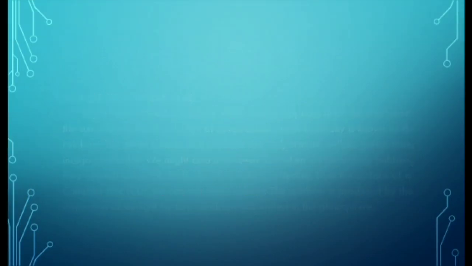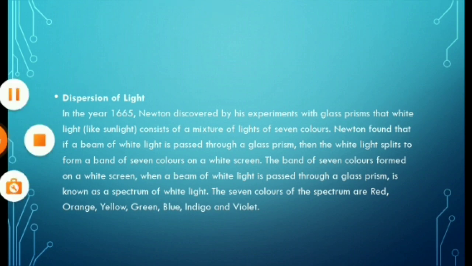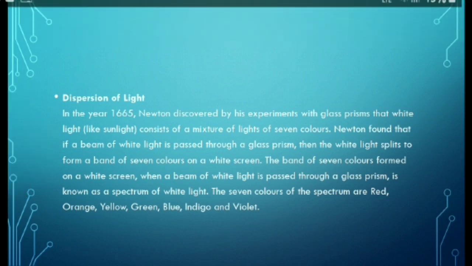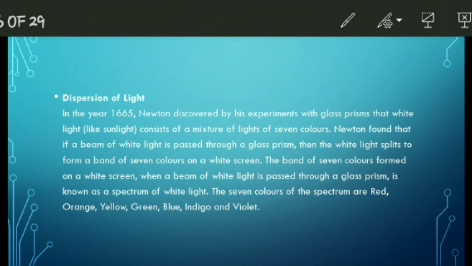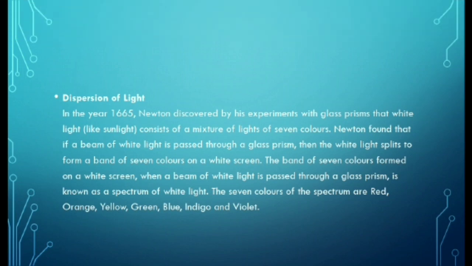Friends, next let's see about dispersion of light. In the year 1665, Newton discovered by his experiment with glass prisms that white light, like sunlight, consists of a mixture of lights of 7 colors. Newton found that if a beam of white light is passed through a glass prism, then the white light splits to form a band of 7 colors on a white screen.